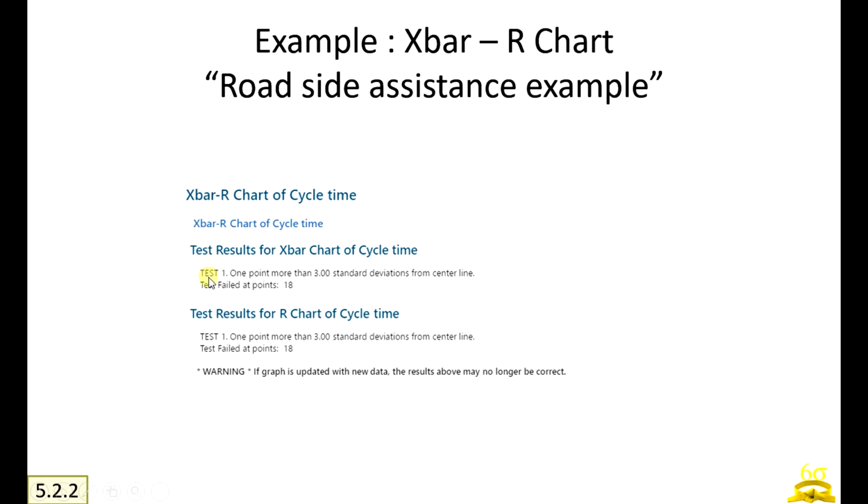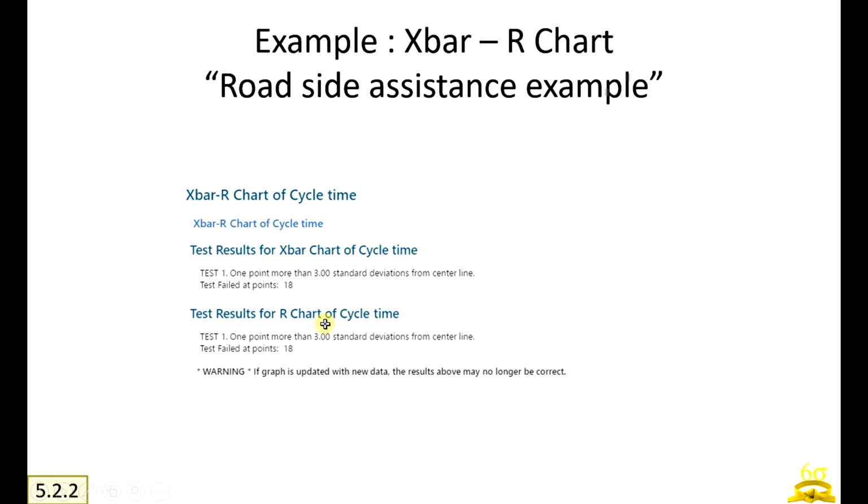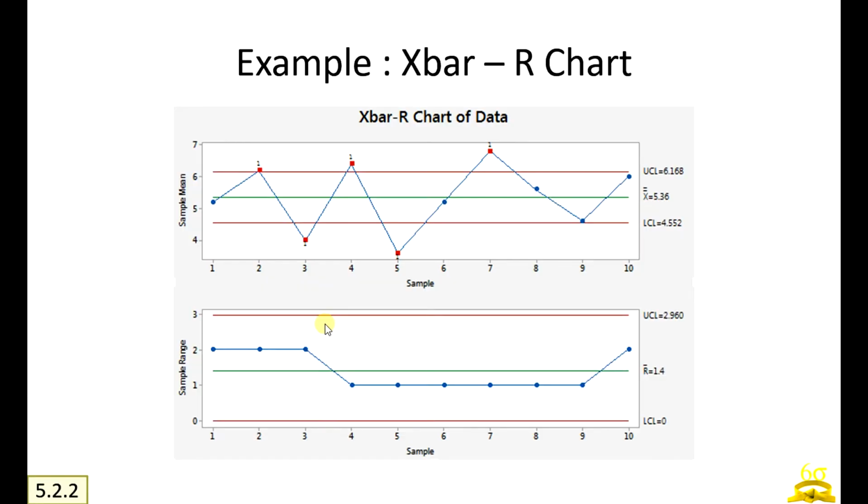So Minitab gives you a result like this: X bar chart, test 1, one point more than 3 standard deviations from the center line. Test failed at point 18. So this is the point, test failed at point 18, right? Now what to do with this? So normally when we have a point which is out of control, we have to do a RCA, root cause analysis, on where this point was out of control, and then go deep into it to understand how to solve this and how to ensure that it does not occur again. So that's broadly about the X bar R chart.